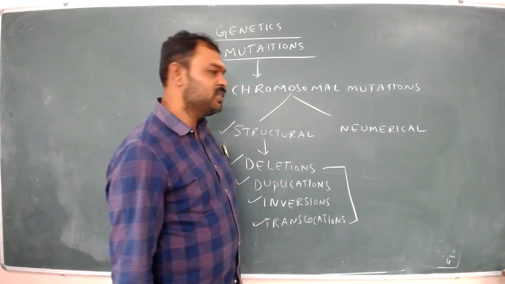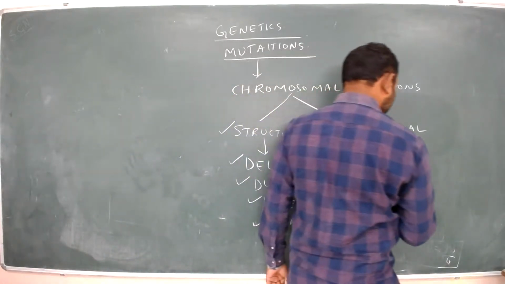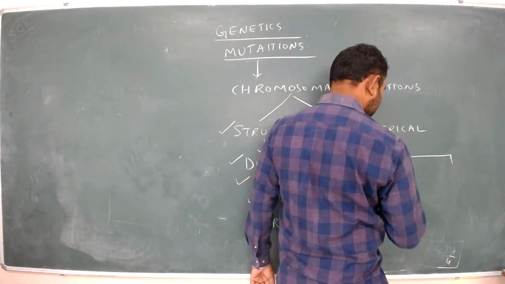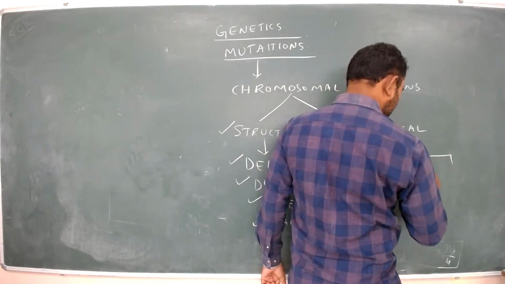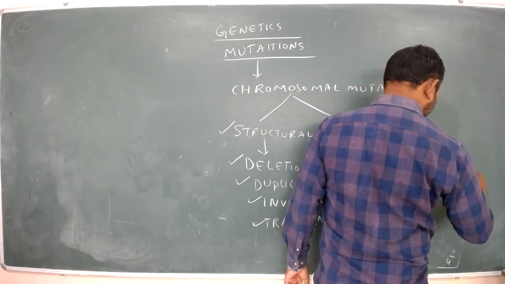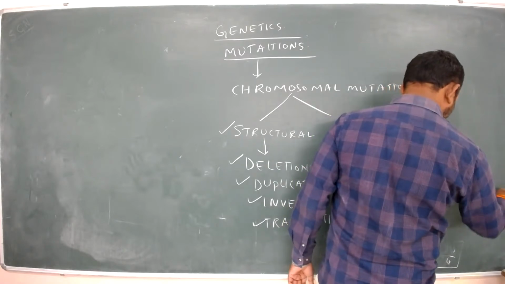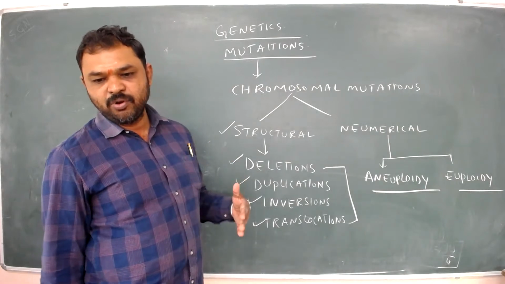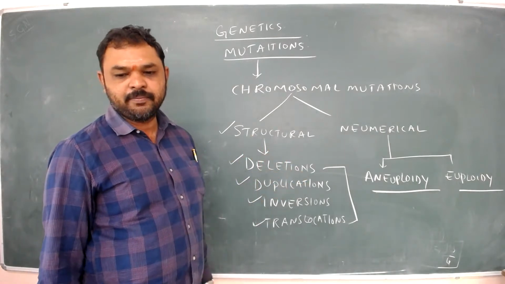Chromosomal numerical mutations. What are the numerical mutations? There are 2 types. One is aneuploidy, another one is euploidy. Numerical mutations: aneuploidy and euploidy, 2 types are there.